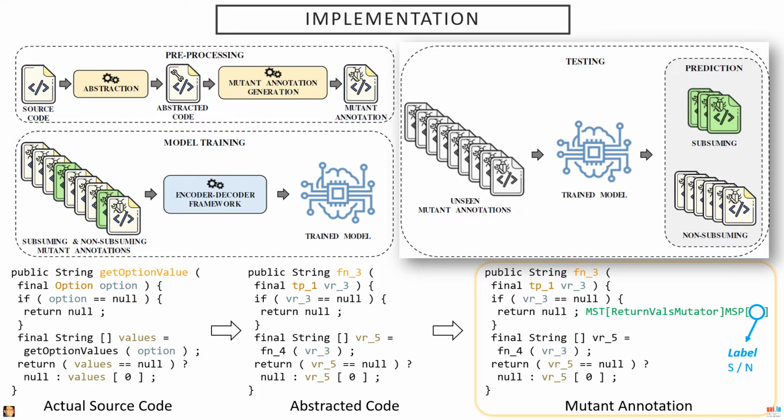In the testing phase, we input an unseen mutant annotation to the model. Based on what it has learned, the trained model appends a label to this unseen mutant. The appended label acts as the model prediction for the corresponding mutant, whether the mutant is subsuming or not.